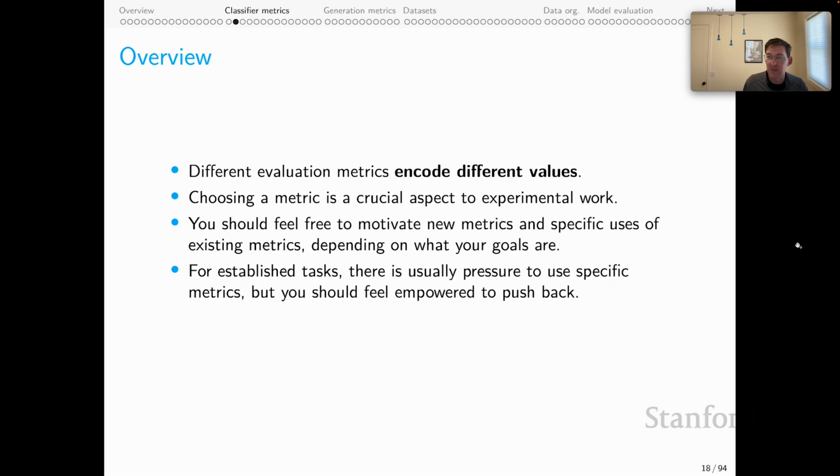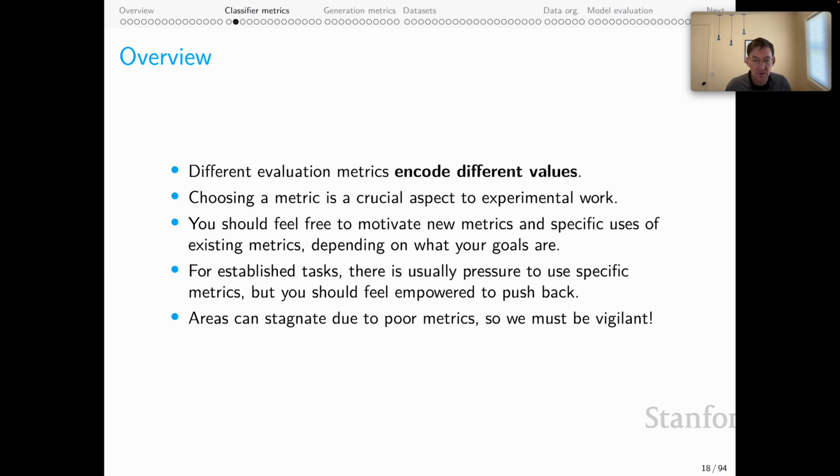For established tasks, I grant that there will usually be pressure to use specific metrics, the ones that are in the leaderboards or in the prior literature. But you should feel empowered to push back if you feel that's the right thing to do. After all, areas of research can stagnate due to poor metrics, so we all have to be vigilant and push back if we think that a metric is just leading us astray.